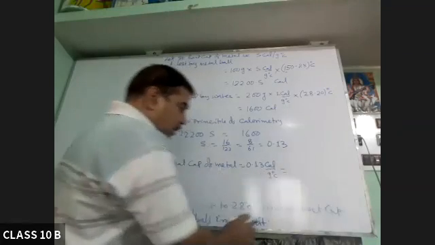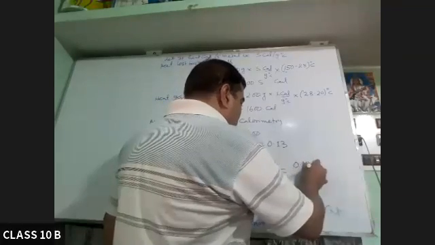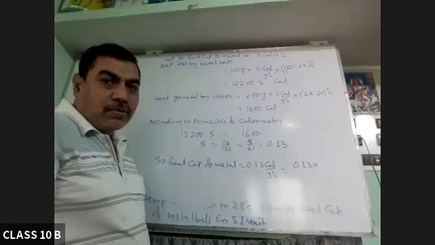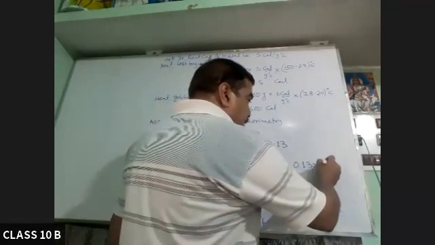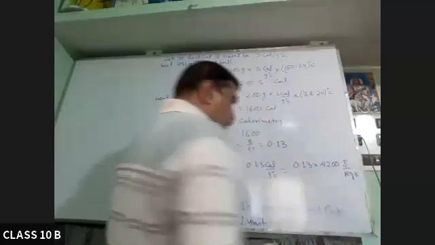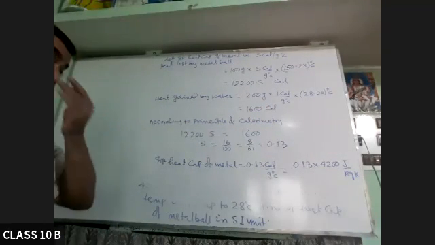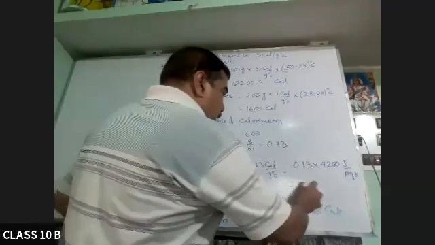Now if you are asked for SI unit, then we will change it. 0.13 times, how much is 1 calorie per gram degree Celsius? 4200 per kg per Kelvin or degree Celsius. So whatever you will get, that will be the answer.